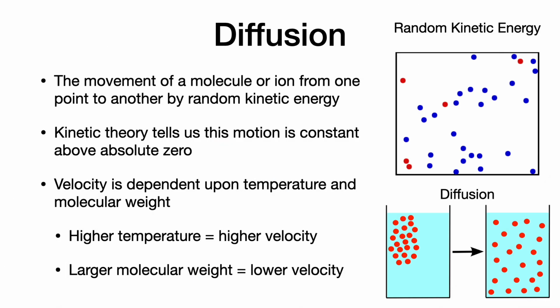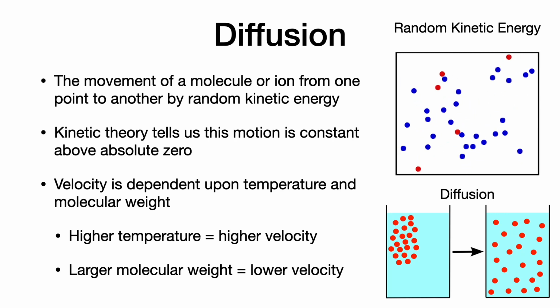Okay, now let's talk about diffusion. Most of us know the word diffusion, but do we really understand the properties of diffusion and what controls it? Diffusion is defined as the movement of a molecule or an ion from one point to another by random kinetic energy. In this square here on the right, we have a number of blue molecules and a number of red molecules. And it's a great demonstration of what diffusion is like by the kinetic motion of molecules in a box.